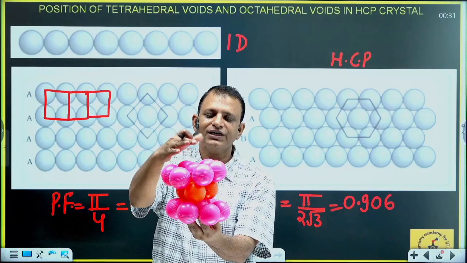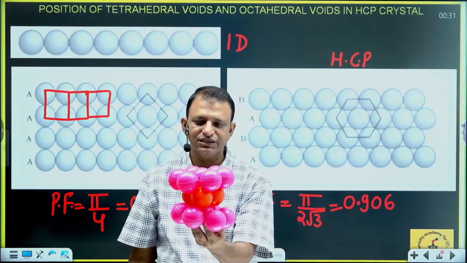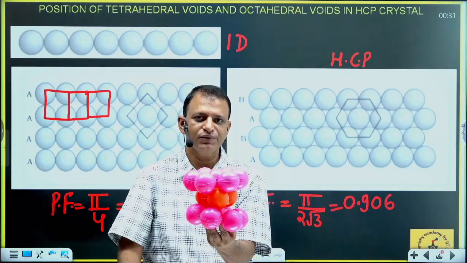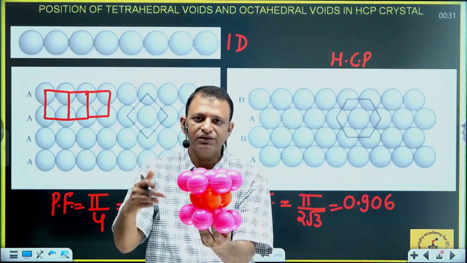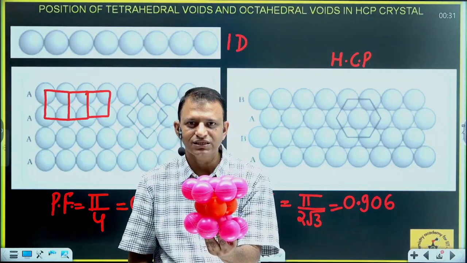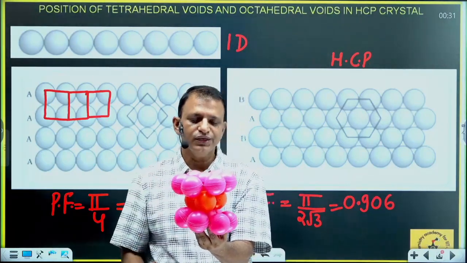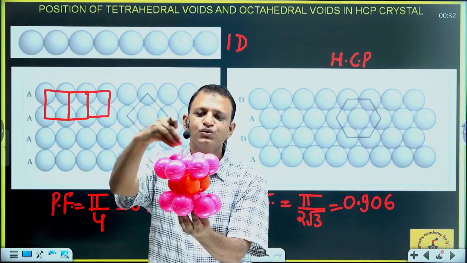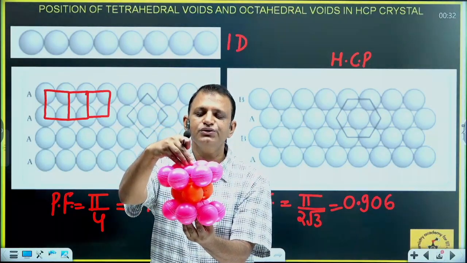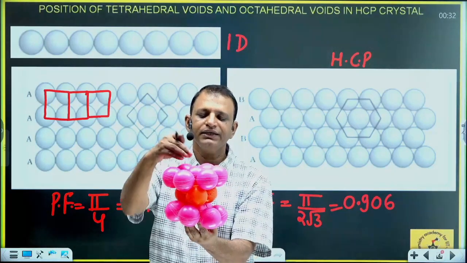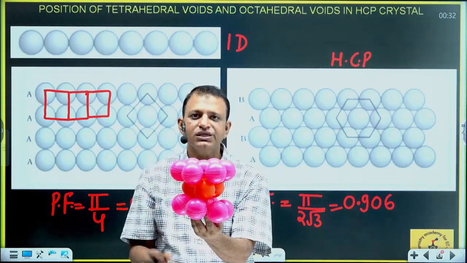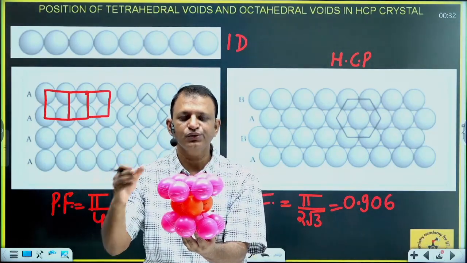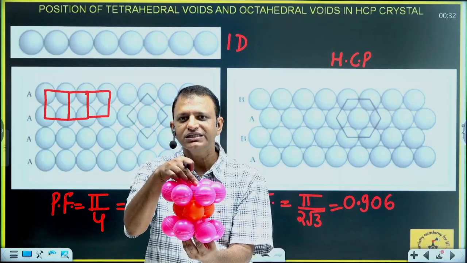And we have counted that the number of atoms per unit cell is equal to 6, because the atoms at the corners have a contribution of 1 by 6, and these are 12 in number. So 12 into 1 by 6 is equal to 2, and there are 2 atoms at the top center and bottom center whose contribution is half. So 2 into half is equal to 1, and there are 3 atoms whose contribution is 1. So 2 plus 1 plus 3, the total number of atoms per unit cell is equal to 6.